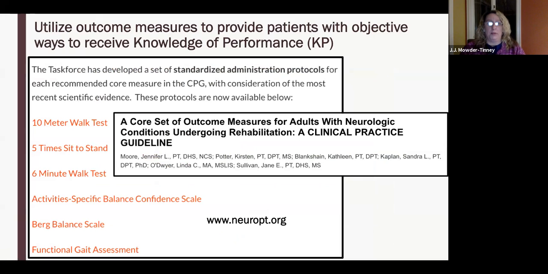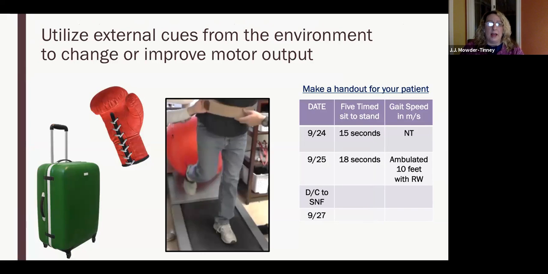I gave you the reference for the new outcome measures. That's in your handout, but I can also send this PDF if people want it. These are the six core set of outcome measures that they've decided on from a clinical practice guideline, the neuro PT section. I'm sure you're familiar with that.